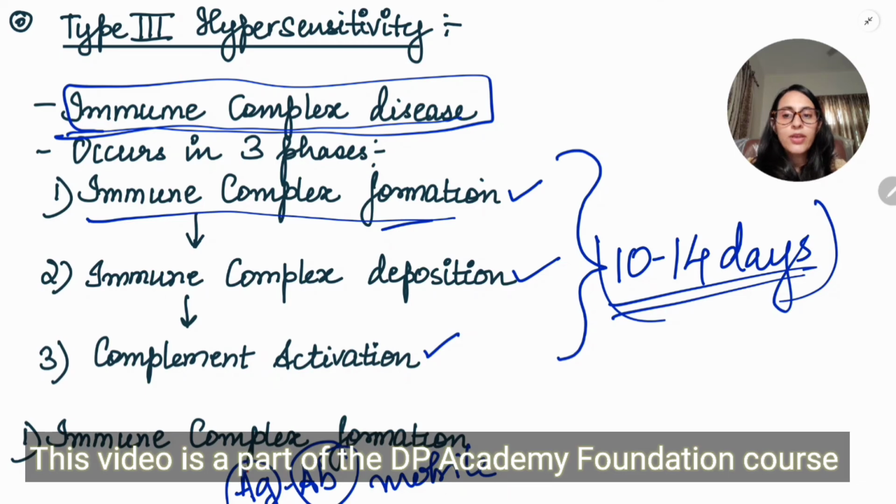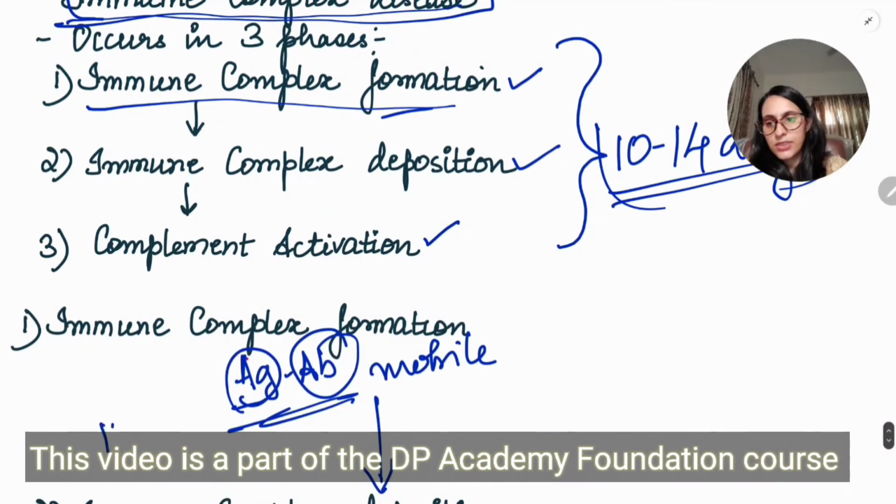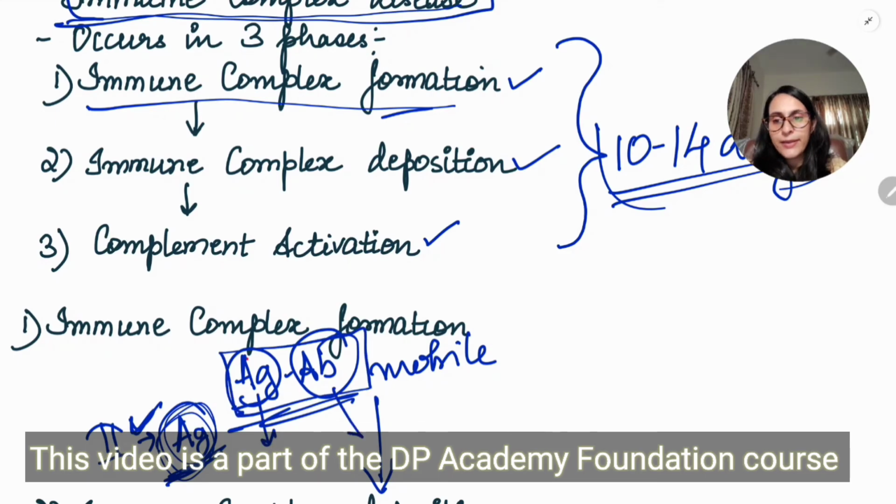Now the difference between type 2 and type 3 hypersensitivity is that in type 2 hypersensitivity, antigen is fixed, either on a molecule or on a cell, and antibody is roaming around. But in type 3 hypersensitivity, both of them are mobile, and in fact this antigen antibody complex is also mobile. In type 2, antigen is fixed, but in type 3, antigen is mobile. So this is the difference between type 2 and type 3 hypersensitivity.